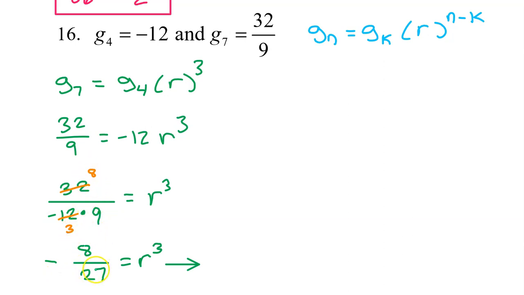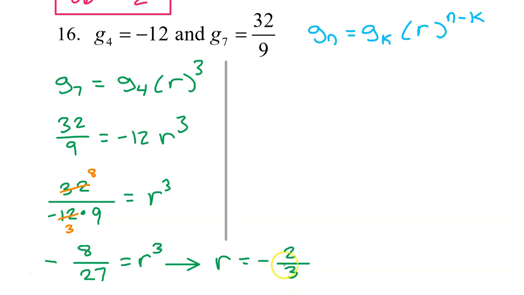Both of these numbers are perfect cubes. So taking the cube root of both sides, an odd root leaves a negative as a negative. So I'm going to have r equals negative, and the cube root of 8 is 2, while the cube root of 27 is 3.